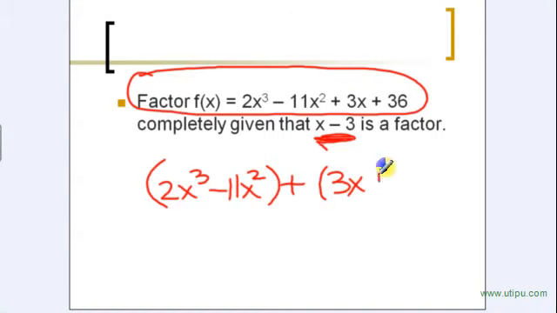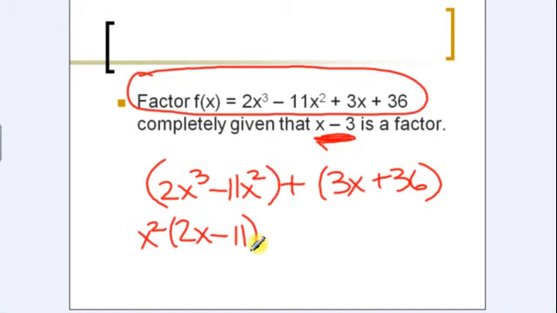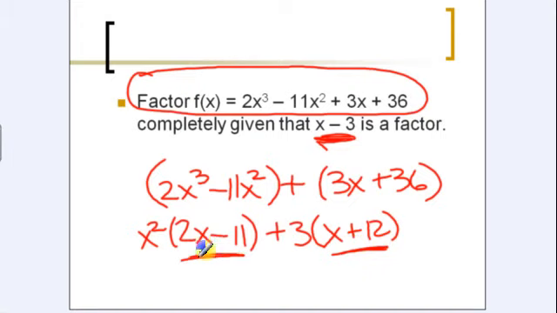If we group the first 2 terms together and the second 2 terms together, well, from the first group I can factor out x squared and be left with 2x minus 11. From the second group I could factor out a 3, I'd be left with x plus 12, and then I'm stuck because this factor does not match with this factor. I can't factor it any further from there.